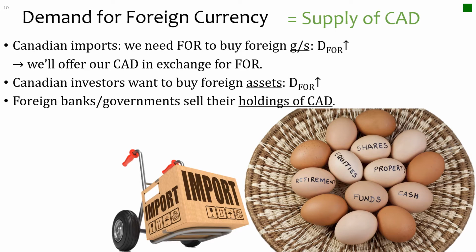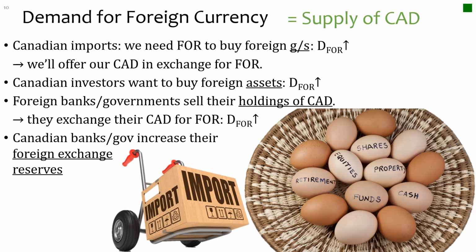Another example would be if foreign banks and governments sell their holdings of Canadian dollars. If they're no longer interested in the Canadian dollar, they're going to exchange their CAD for foreign currency. So they're going to have a demand for the other currency. Another example is if the Canadian banks and government increase their foreign exchange reserves. So if they decide to hold more foreign currency, well, that's going to be an increase in the demand. Again, if there's more demand for foreign currency, it's the same as saying there's more supply of Canadian dollars. They go hand in hand.